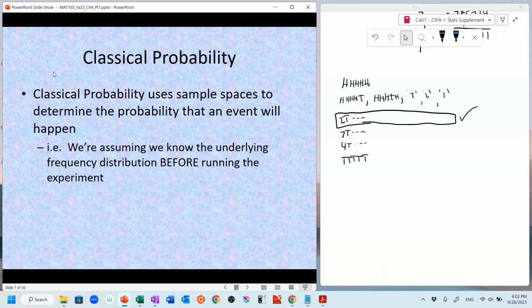So the idea of classical probability is really what we're working with here. Classical probability uses sample spaces, this mathematical structure, to determine the probability that an event will happen. When we, under classical probability, say the probability of an event is 20% or whatever, what we're imagining is that we're making a statement about die rolls. We imagine we run that experiment again and again. We run an identical experiment, say 1,000 times, 10,000 times, something like that.